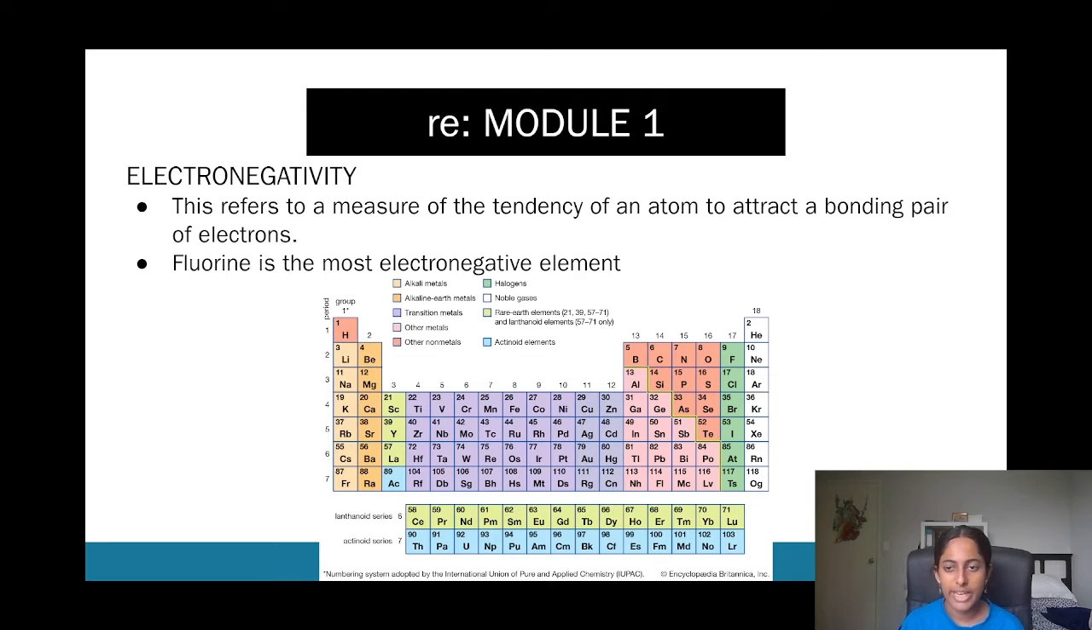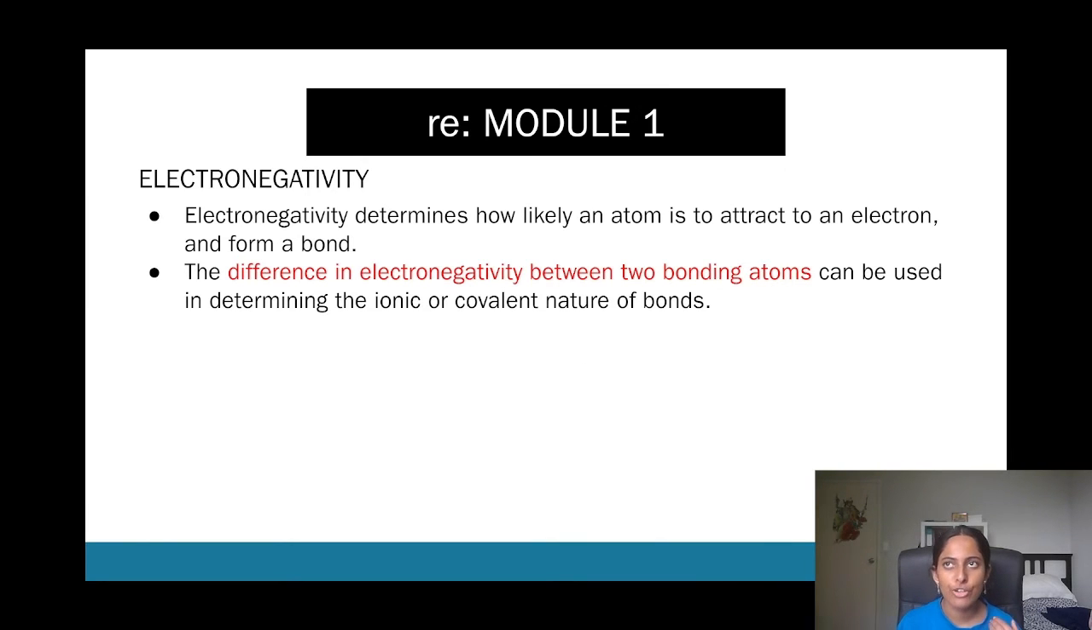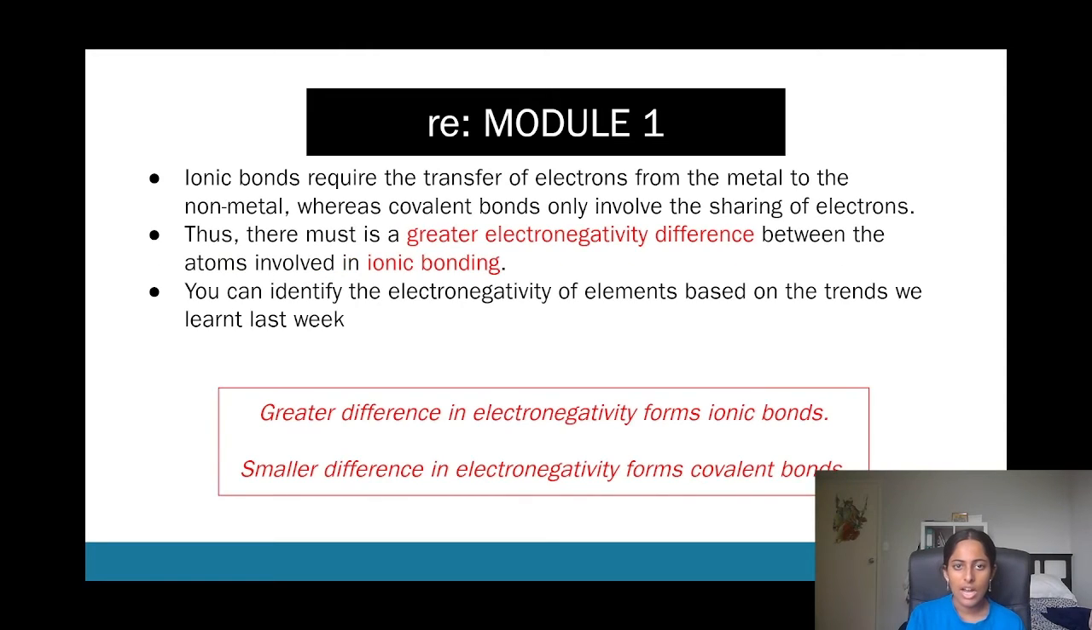Electronegativity relates to the tendency of an atom to attract electrons. And fluorine is the most electronegative element in the periodic table. You just gotta know that. And a difference in electronegativity can determine whether the bond is ionic or covalent. Typically, if you have a larger difference in electronegativity, it's ionic, because ionic bonds are pretty much between a metal and a non-metal.